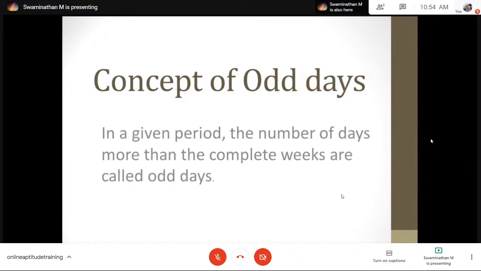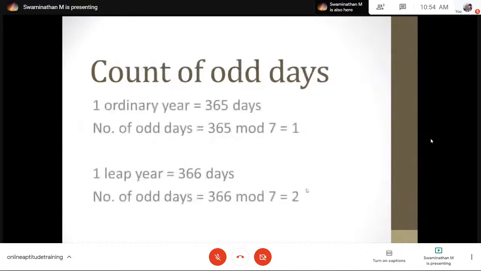That is a complete week. A week will be complete. Complete weeks have 0 odd days. I will give a few examples of this. These are a few things you have to know while solving a calendar problem.